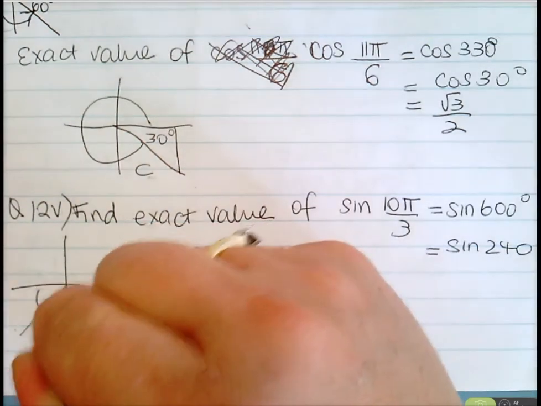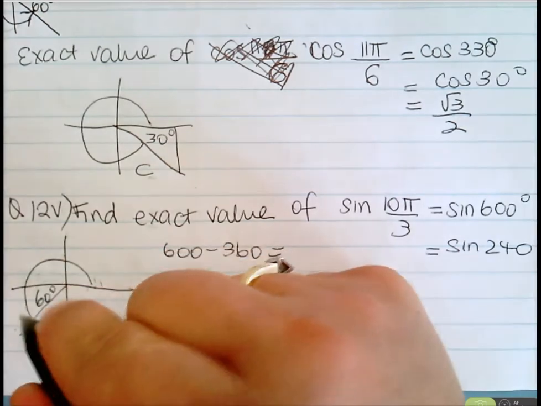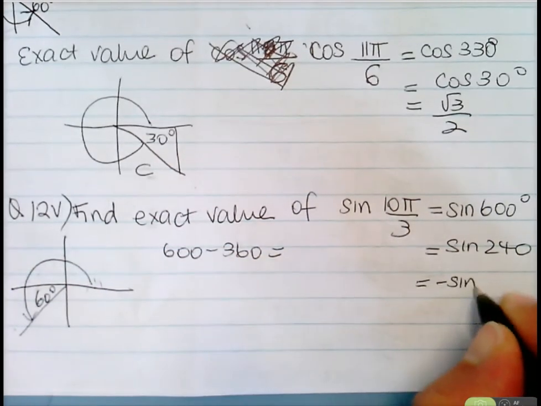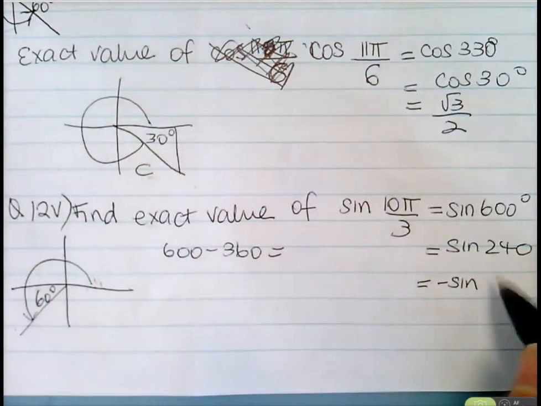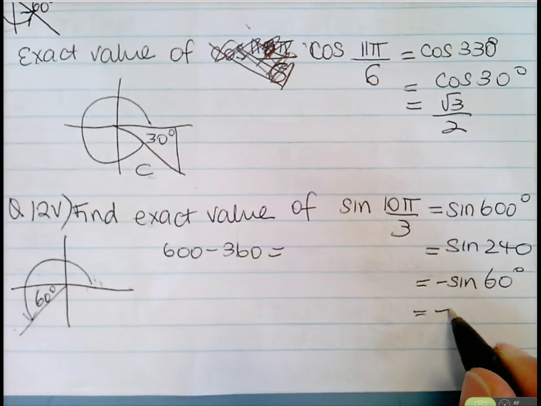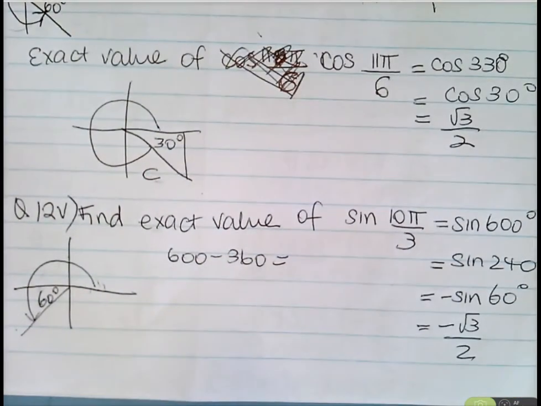So isn't that 60 in there? How do you get to 240? Like this: 180 plus the 60. So it's negative sine of what's inside the butterfly? Negative sine 60, which is negative root 3 on 2. Sine 30 is the nice one, it's a half.